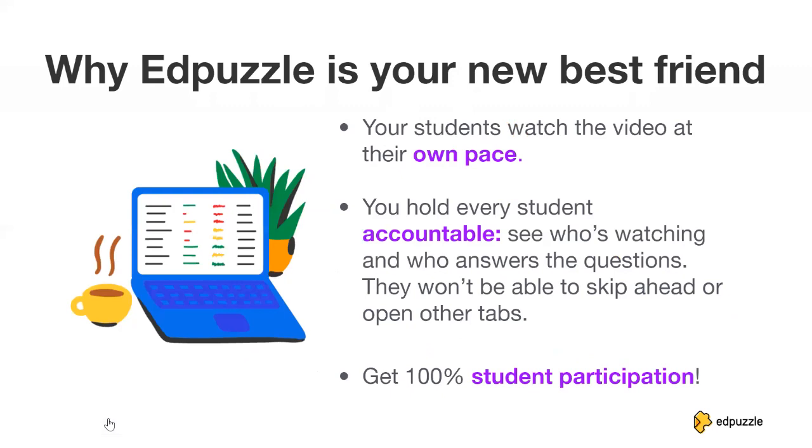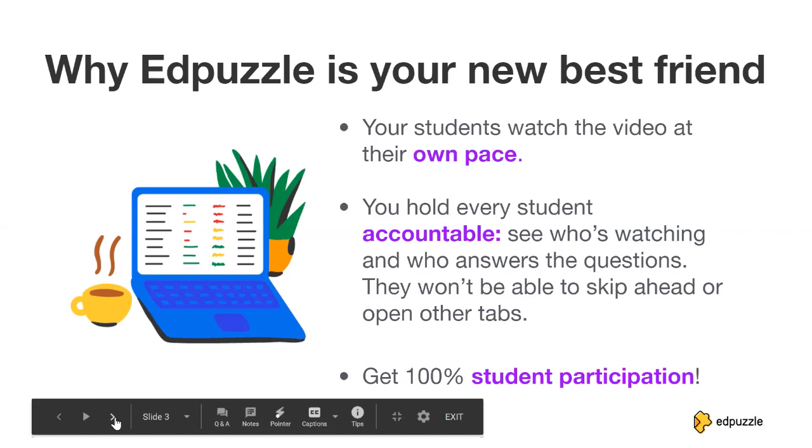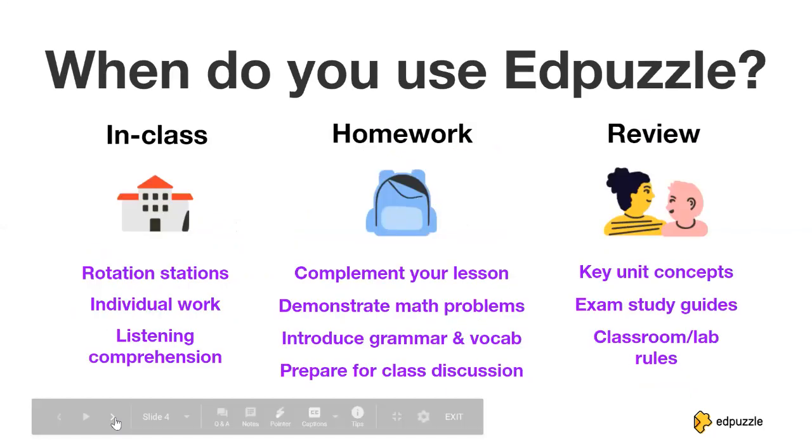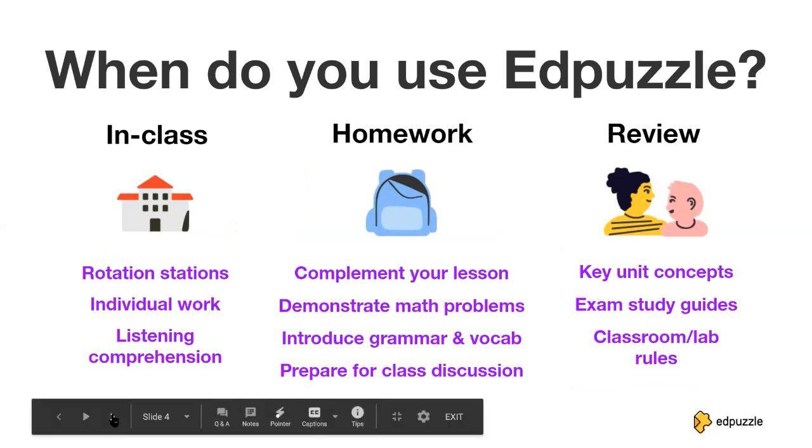Students can watch the video and they can work at their own pace. You can hold them all accountable because you can see who's answering the questions and who's watched the videos. You can see their progress. You can use these in the classroom as rotation stations, individual work, listening comprehension. You can send it home as homework, so essentially flipping your classroom. And then you can even use them as review.